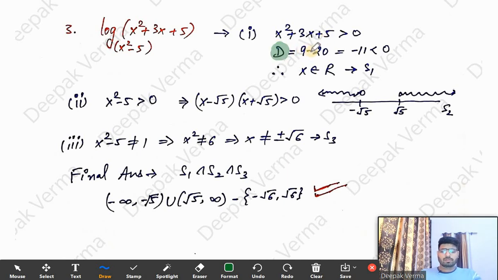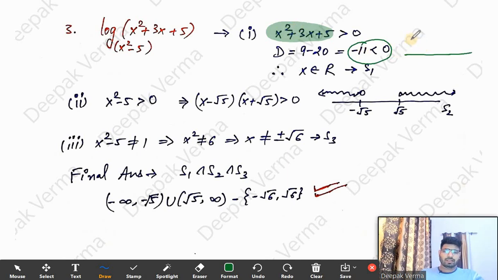So that is b square minus 4ac. Apply. We will get b square, that is 9, minus 4ac, we get minus 20. 9 minus 20 is what? Minus 11, means it is negative. Got it? It means on the left hand side, this quadratic is always positive. D comes out to be negative, means the graph of this quadratic will be like this.